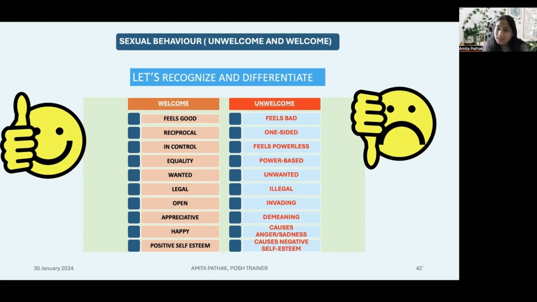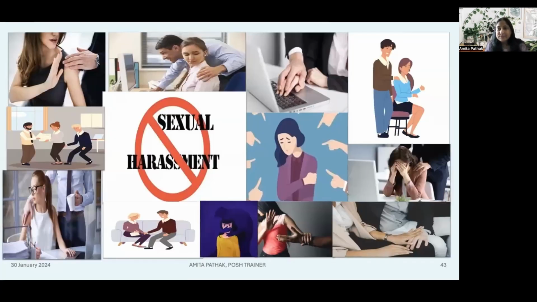If someone is happy, it's welcome. If the behavior causes anger or sadness, it is unhappy. If it is creating positive self-esteem, it's a welcome behavior. If it is causing negative self-esteem, it's an unwelcome behavior. Sexual harassment behavior is unwelcome. As employees in an organization, we must work towards creating welcome behaviors, not unwelcome behavior towards other employees. These are certain examples you can see of people trying to touch others even when the woman doesn't want it. The woman is saying no, and still the people are getting involved.